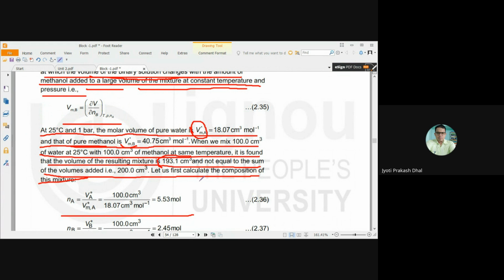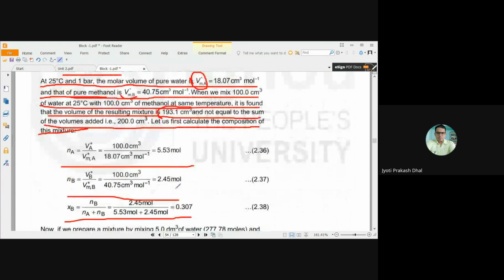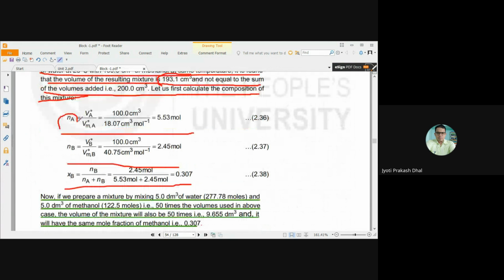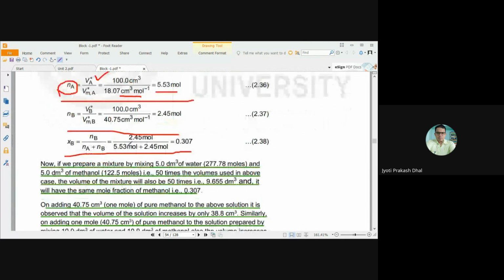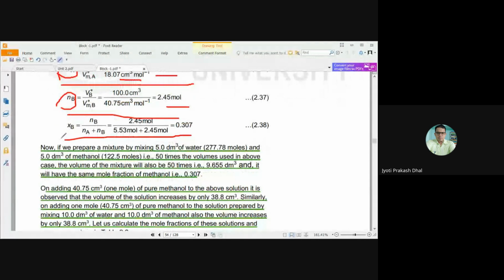So let us first calculate the composition of the mixture. The number of moles of A, that is Na, the number of moles of water, equals Va star divided by Vma star, which equals 100 ml divided by 18.07 ml per mole, which equals 5.53 mole. And similarly Nb equals 2.45 mole. Then if you calculate the mole fraction of B, that will equal 0.307.